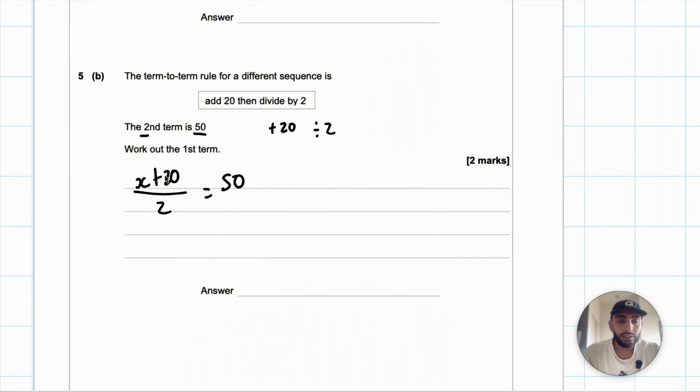Right now, the left-hand side is being divided by 2, so we're going to multiply by 2 on both sides. That would be x plus 20, that removes that divide by 2. 50 times 2 is 100.